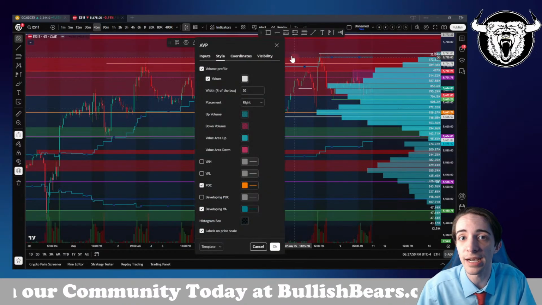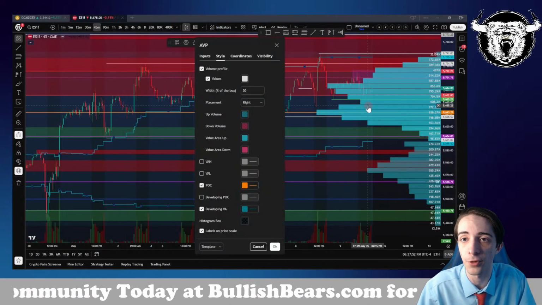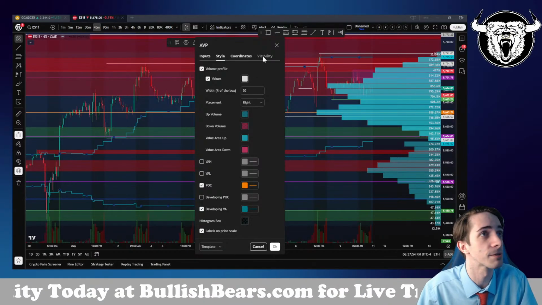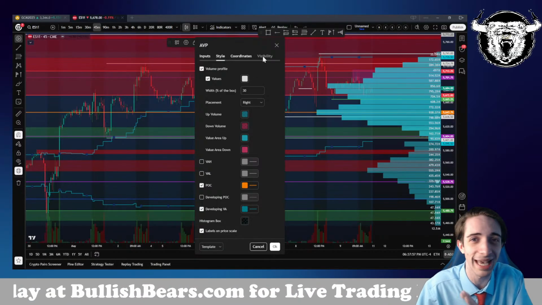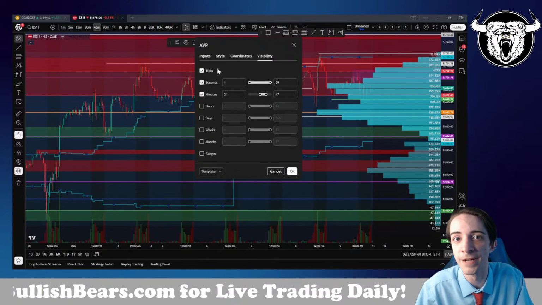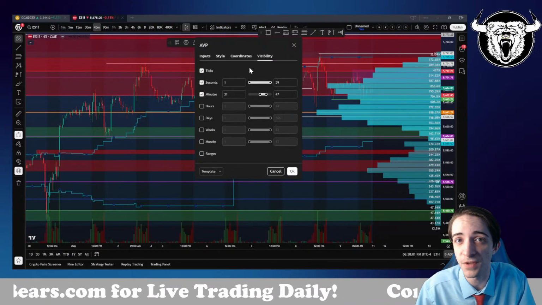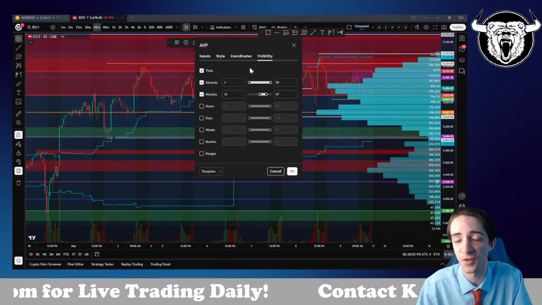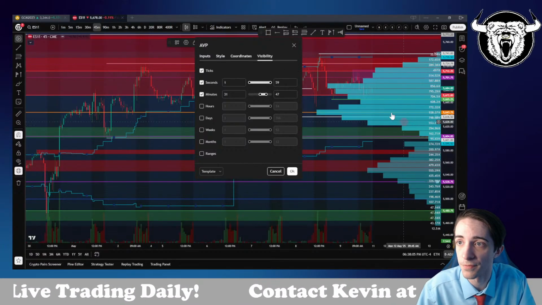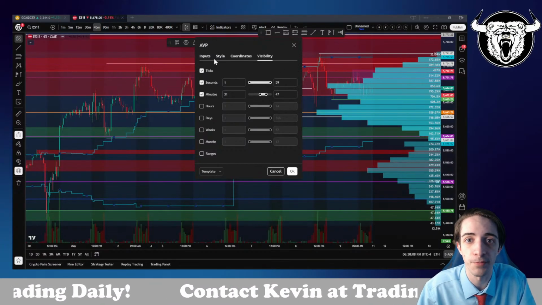Now, to do this, guys, you're going to double click on that volume profile and you're going to come over to visibility. Now, this works on all tools and indicators on TradingView. So I have it set for my VWAP too. VWAP's only visible on the 5-minute time frame for me. So here's our volume profile. This is our anchored volume profile tool.